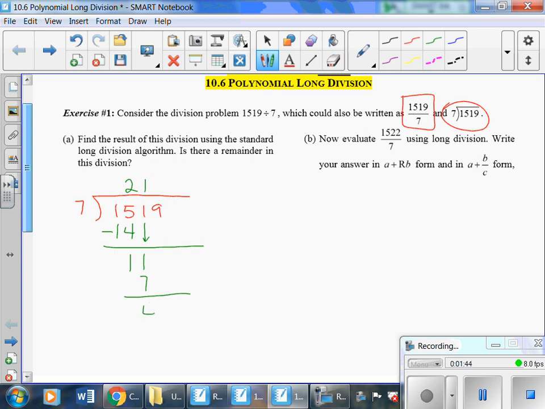So we have a remainder of 4 here. Bring down the last one, which is a 9. And we have 7 goes into 49 7 times. Now in this case, is there a remainder? The answer is no, because we have 49 and we subtract it, we get 0. So no remainder.